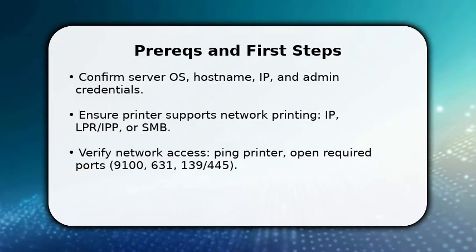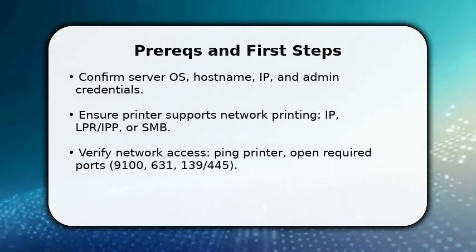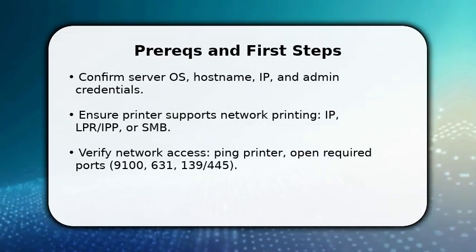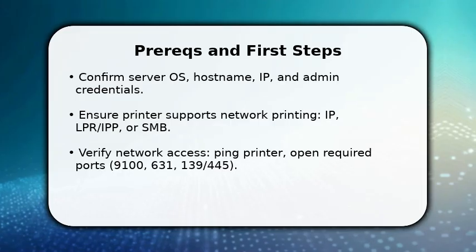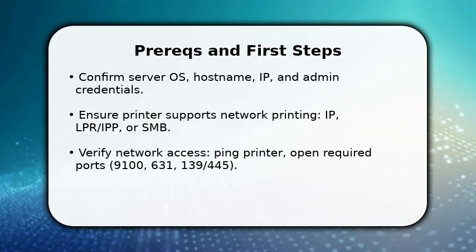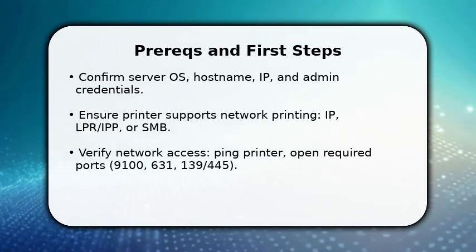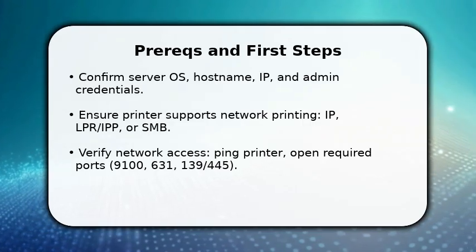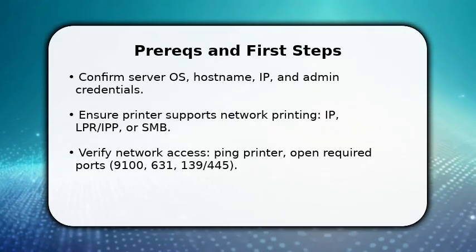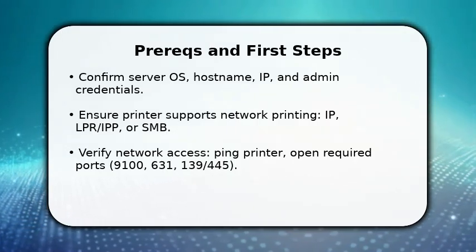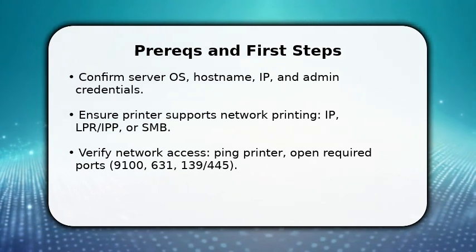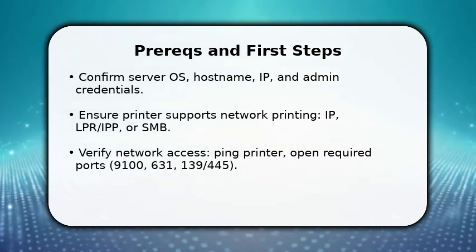You start by confirming prerequisites. Know the server OS, admin account, and the printer's network IP and protocol. Next, validate network reachability. Ping the printer and check ports 9100 for RAW, 631 for IPP, or 139/445 for SMB. Once done, install any vendor drivers or CUPS packages on the server so the system can speak to the device. Make sure to use administrative privilege. Without it, you won't be able to create system-wide queues or install kernel-level print filters.